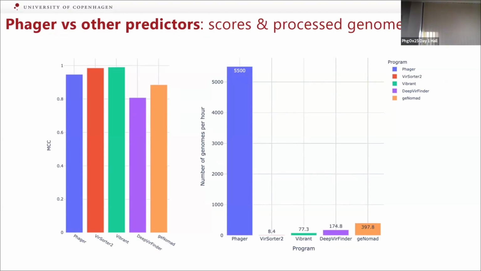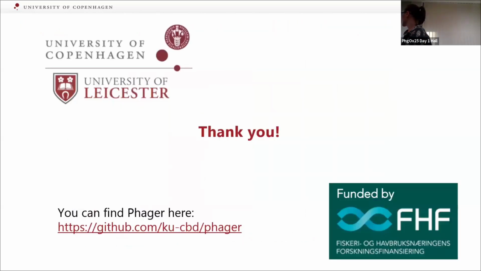So this is how many genomes per hour Phager can process: over 5,000 genomes. That is 10 to 11 times faster than the next fastest tool in the selection, Genomad. So using Phager saved us, I think, over 3 months, if not more, compared to other tools. So you can give Phager a try through this link on GitHub.